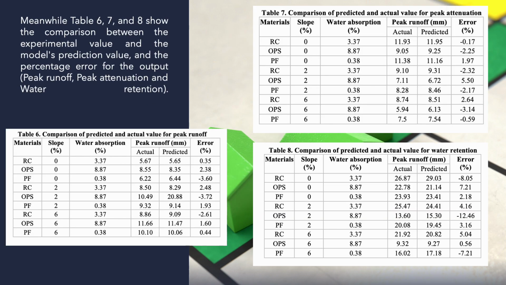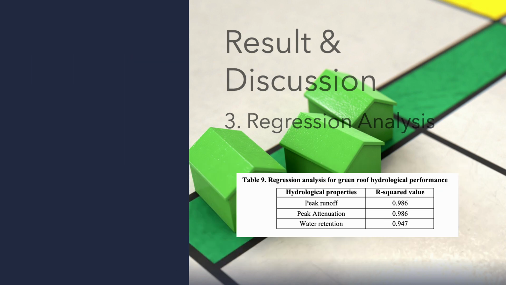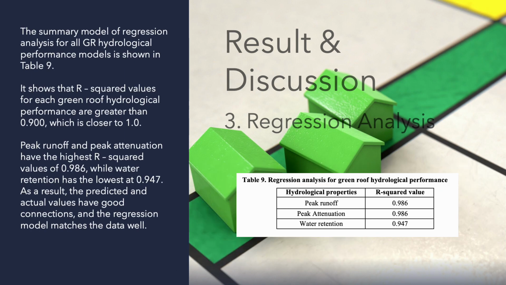Tables 6, 7, and 8 show the comparison between the experimental values and the model prediction values, and the percentage error for the outcomes: peak runoff, peak attenuation, and water retention. It is shown that the maximum value is below 13%. Figures 1, 2, and 3 display the fitted line graphs from the regression analysis for the hydrological performance. The summary model of regression analysis for all green roof hydrological performance models is shown in Table 9.